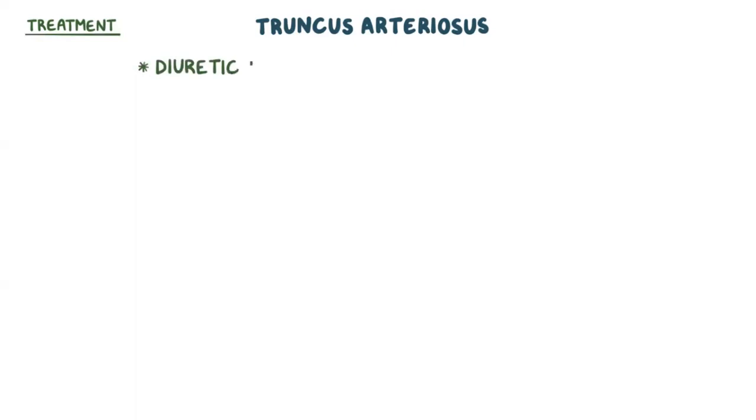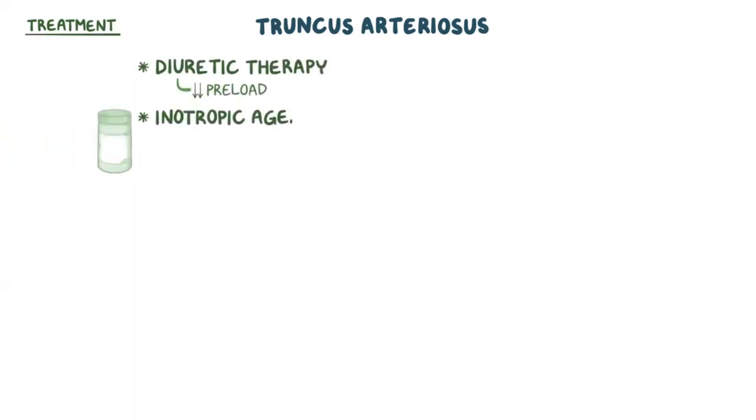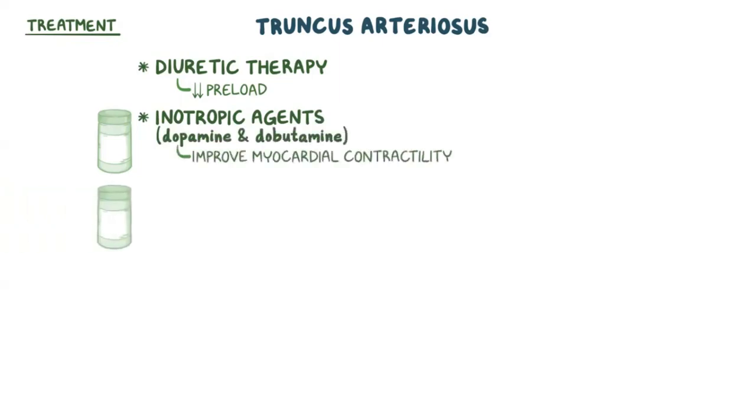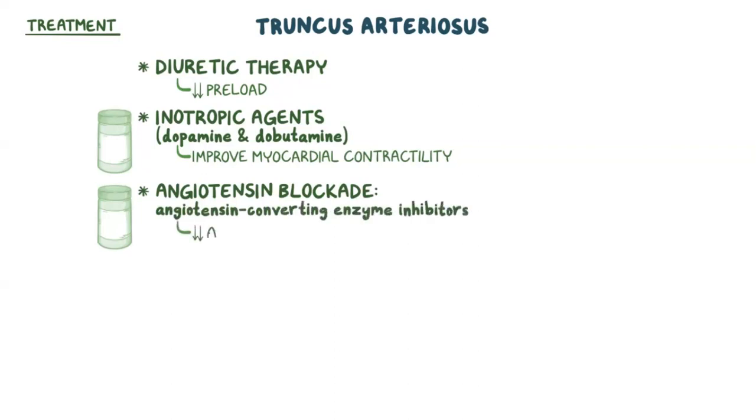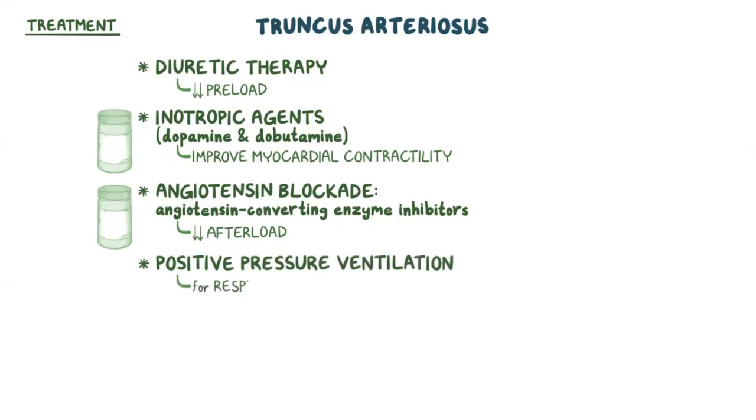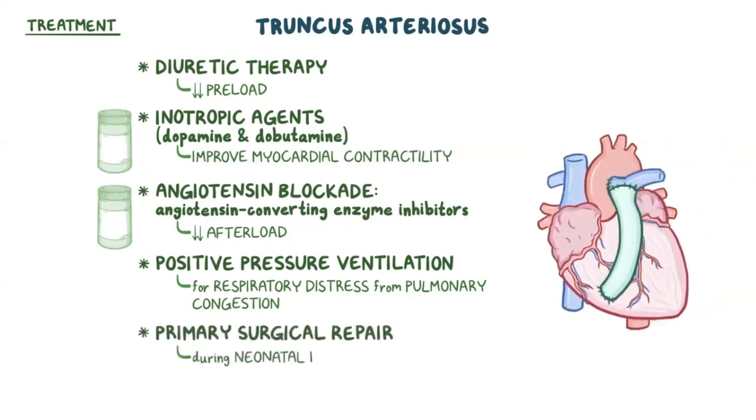Treatment includes diuretic therapy to reduce the preload by promoting natriuresis, inotropic agents like dopamine and dobutamine to improve myocardial contractility, angiotensin blockade and angiotensin-converting enzyme inhibitors to reduce the afterload, and non-invasive positive pressure ventilation in case of respiratory distress due to pulmonary congestion. After stabilization, the definitive treatment consists of primary surgical repair during the neonatal period.